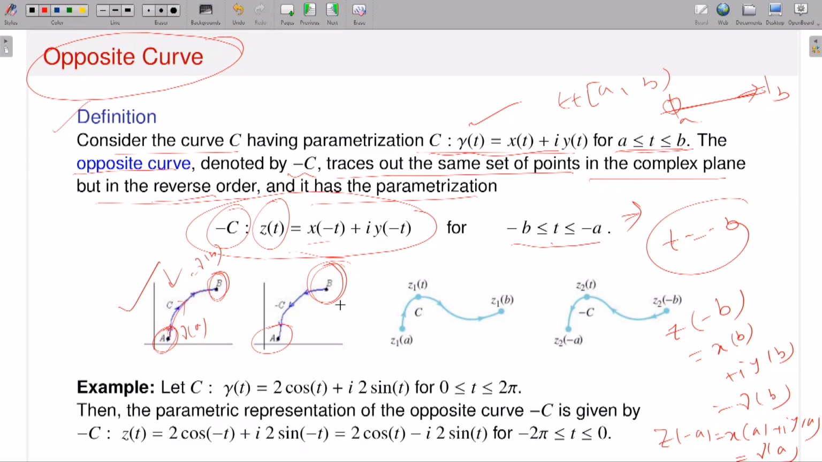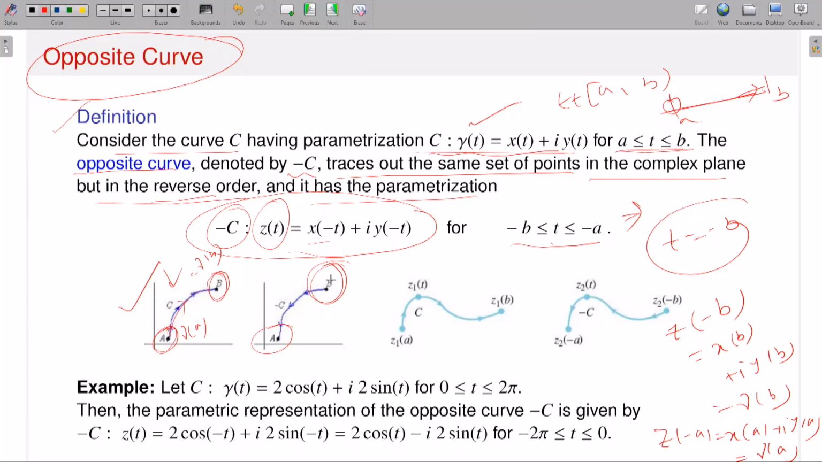And if t runs from minus b to minus a smoothly, then I have a natural way of my point going along the curve. So if it starts from B and ends at A, then it should move in these directions. So if the natural direction of C is in these directions, minus C will have a direction in the opposite way. That's what I have written.